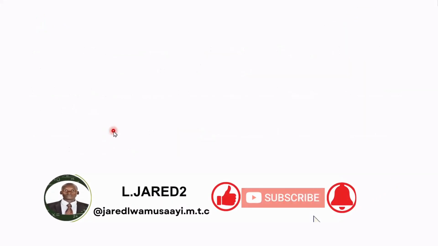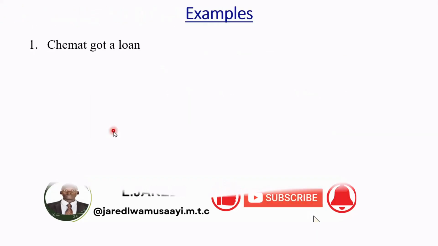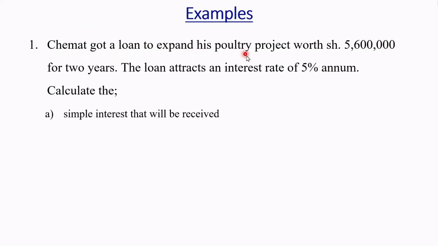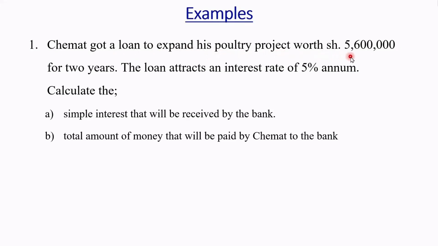So alright, let us have examples. Example number 1 reads: Kemati got a loan to expand his poultry project worth shillings 5,600,000 for 2 years. The loan attracts an interest rate of 5% per annum. Calculate part A, the simple interest that will be received by the bank. Then part B, the total amount of money that will be paid by Kemati to the bank.